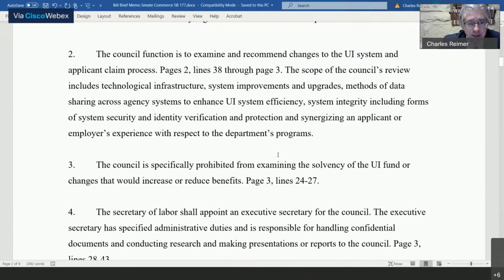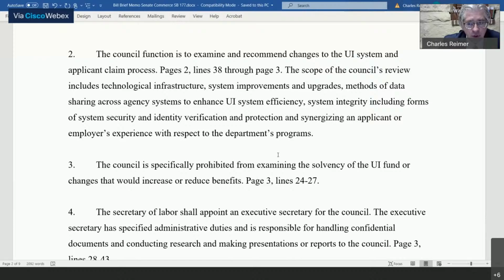out its duties. The function of the council is set forth on page 2, lines 38 through page 3 of the bill. It is to examine and recommend changes to the UI system and the applicant claim process. The scope of that review includes technological infrastructure, system improvements, upgrades, methods of data sharing across agency systems. The objective there is to enhance UI system efficiency and system integrity.